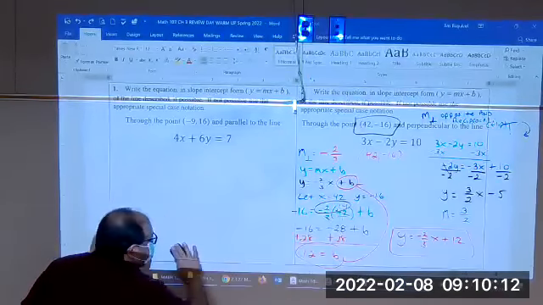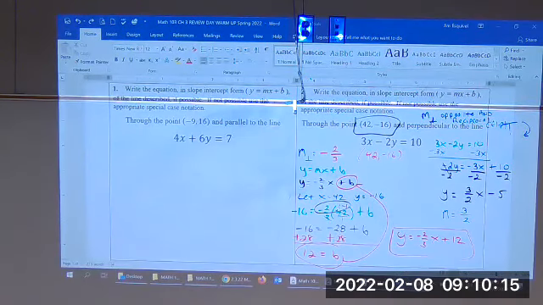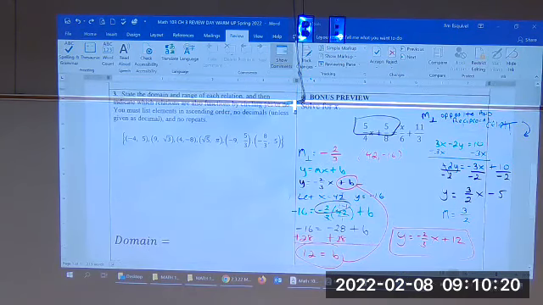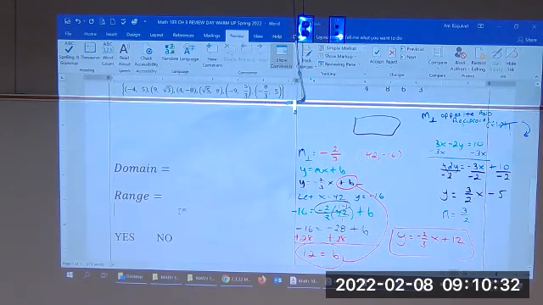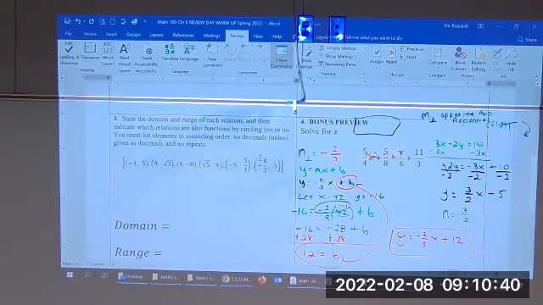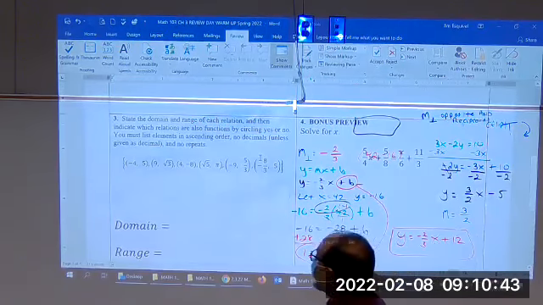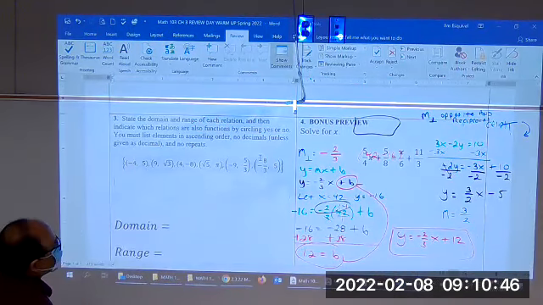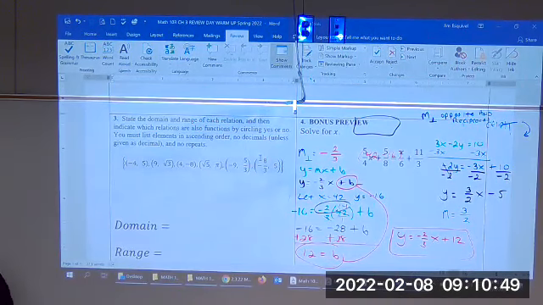The third question on here, domain and range. Make sure you follow directions. The reason why I'm giving you this example again is because I want to make sure you understand what I'm looking for, because this should be one of the simplest questions on your test. State the domain and range of each relation, then indicate which relations are also functions by circling yes or no. So if it's a function, circle the yes. If it's not a function, circle the no.